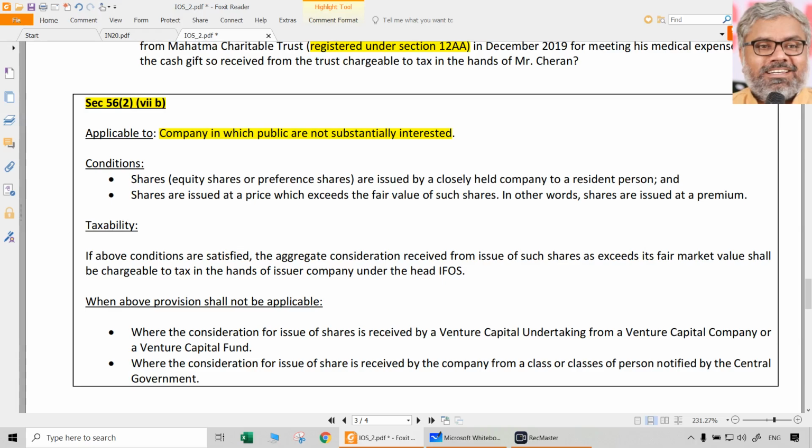Then, conditions. When this applicability of this provision happens is when shares are issued by this closely held company, of course, that is the company we are talking about, to a resident person.